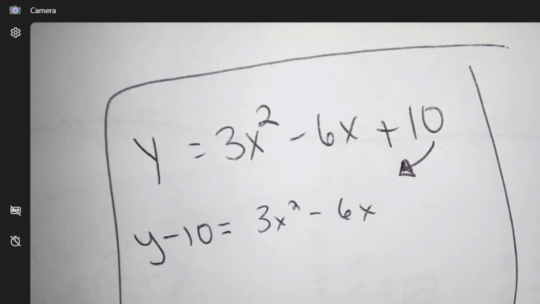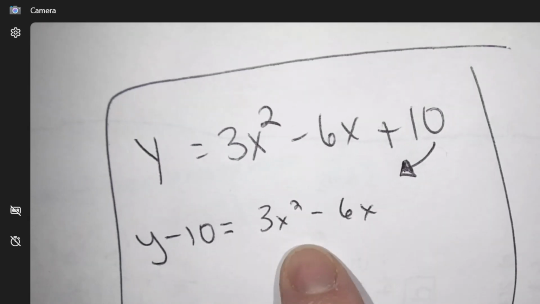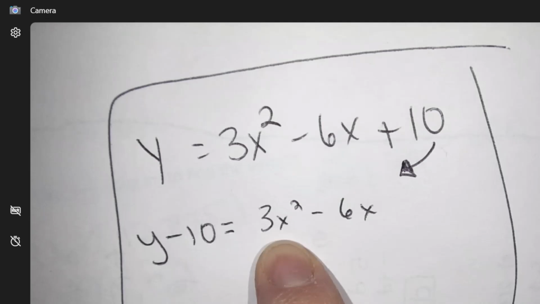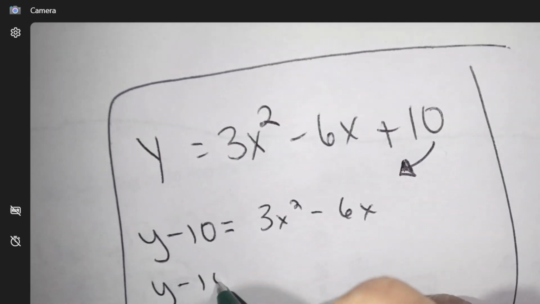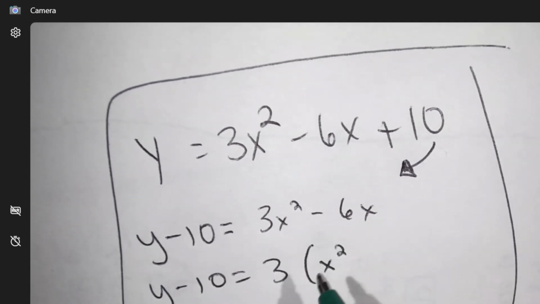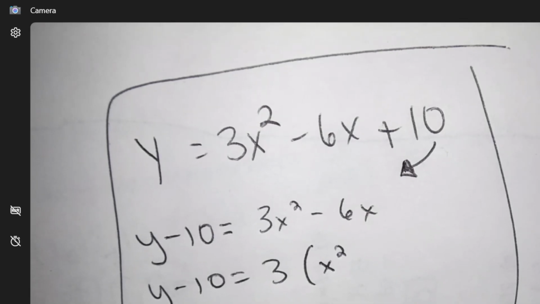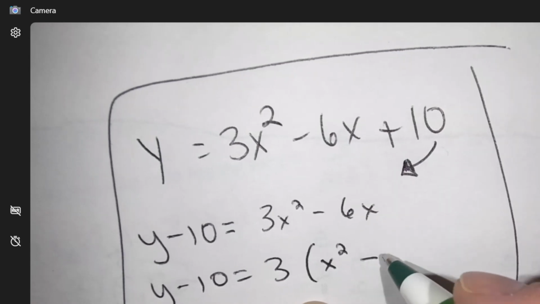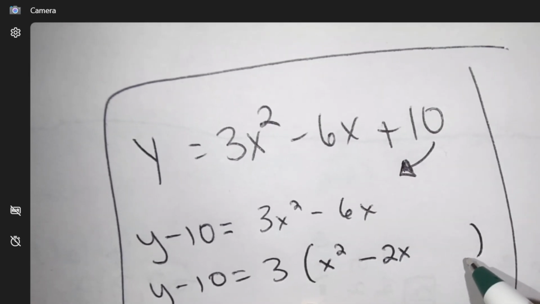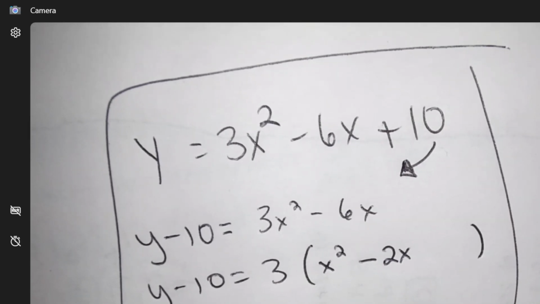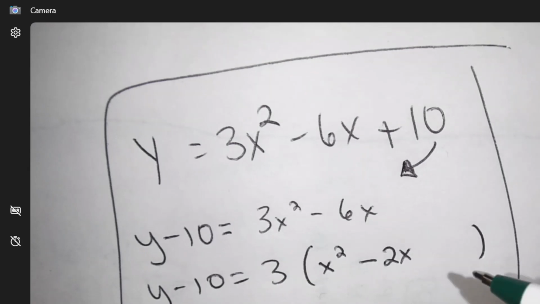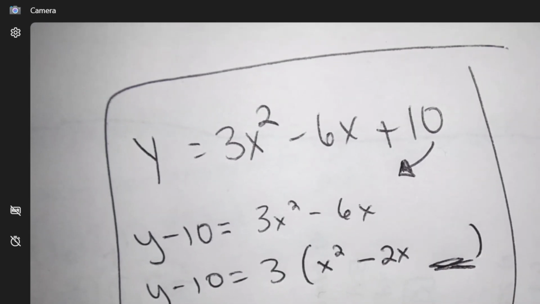Okay, can I complete the square? Yes or no? No. Why can't I right now? It's a complex trinomial. It's complex. So we can't do it until it is simple. So let's make it simple by taking the 3 out. So if you take the 3 out, that's an x squared minus 2x. Now I can complete the square.